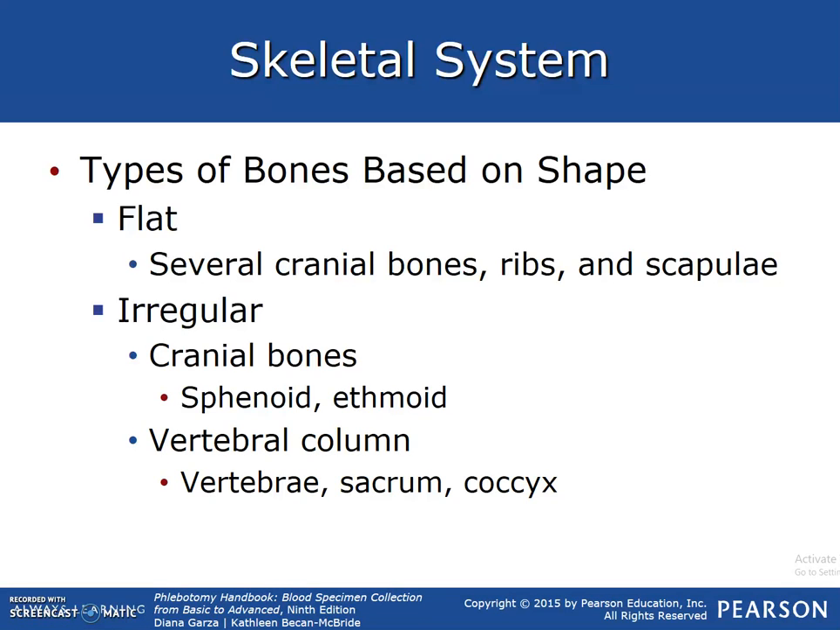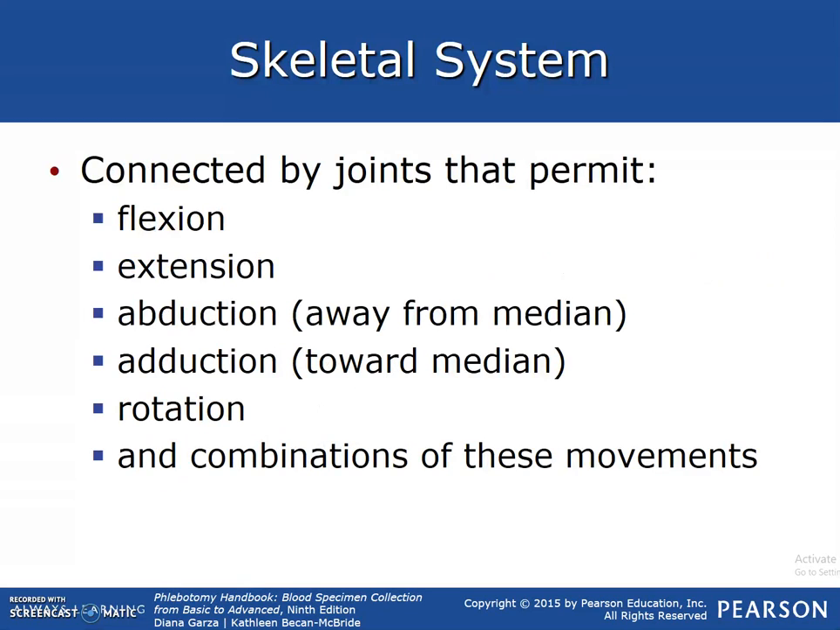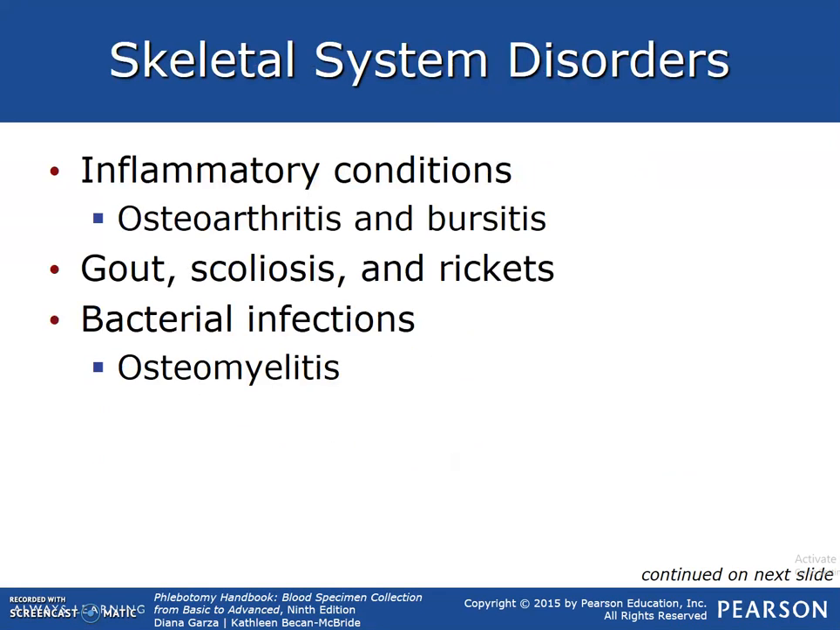Irregular bones: the cranial bones, the sphenoid and ethmoid, the vertebral column, vertebrae, sacrum, and coccyx, connected by joints that permit flexion, extension, abduction, which is away from the midline or away from the body, adduction, which is toward the midline, rotation, and combinations of these movements.